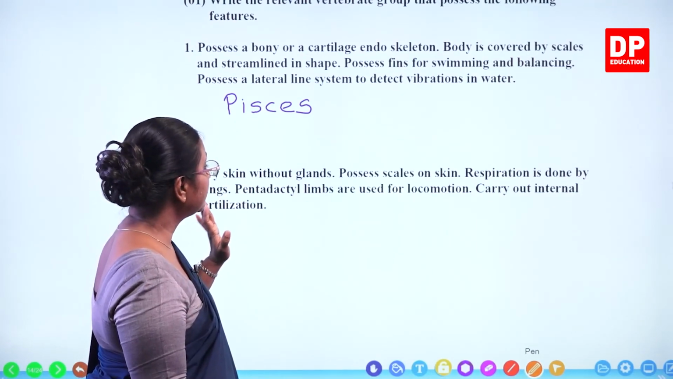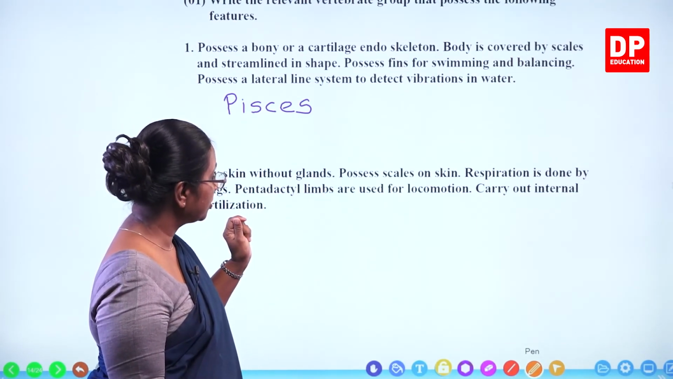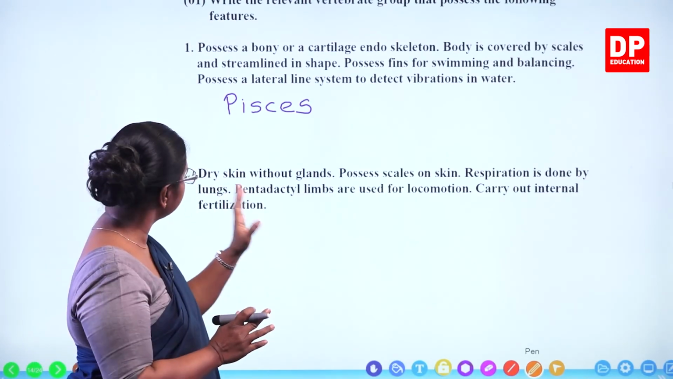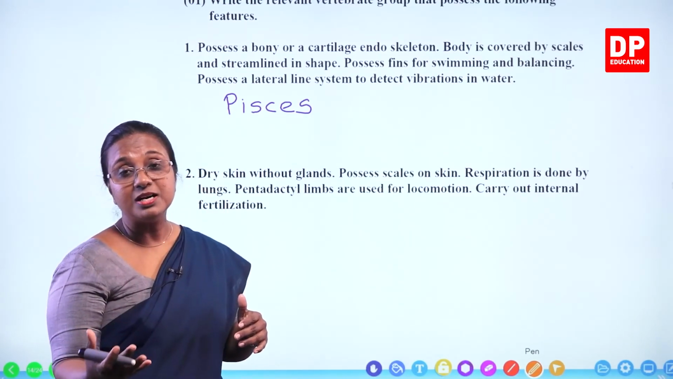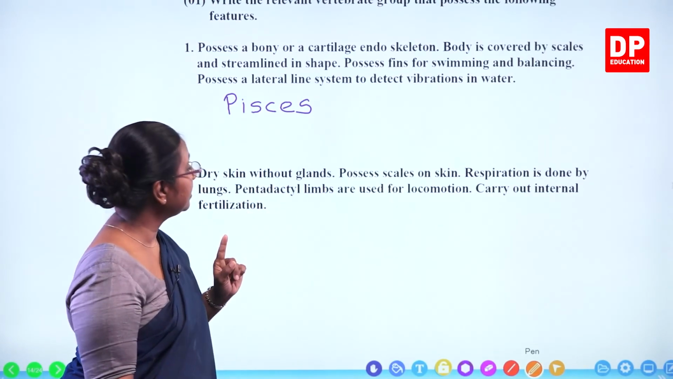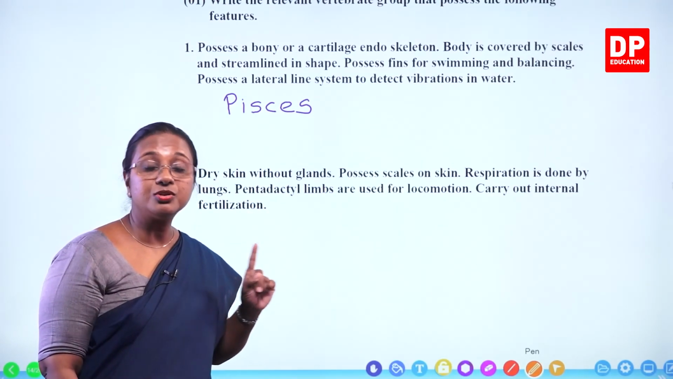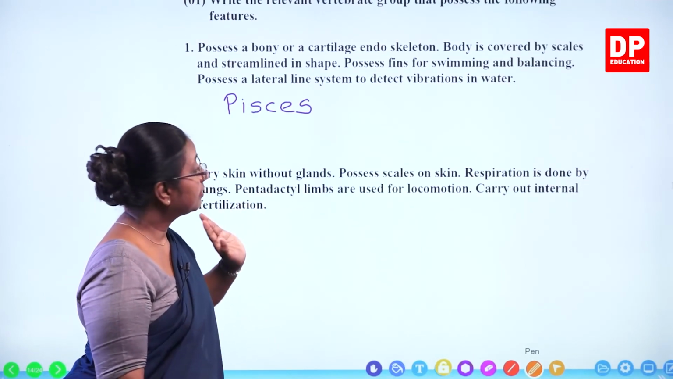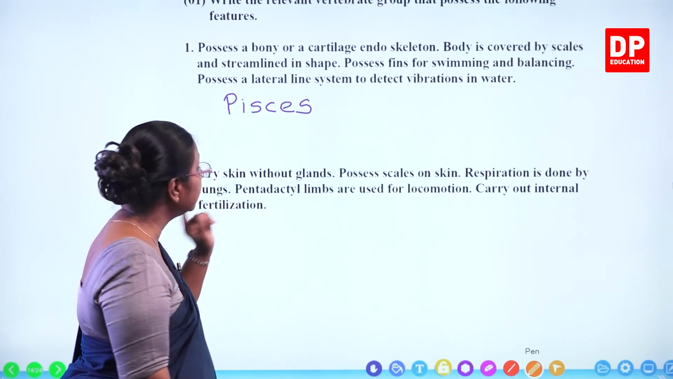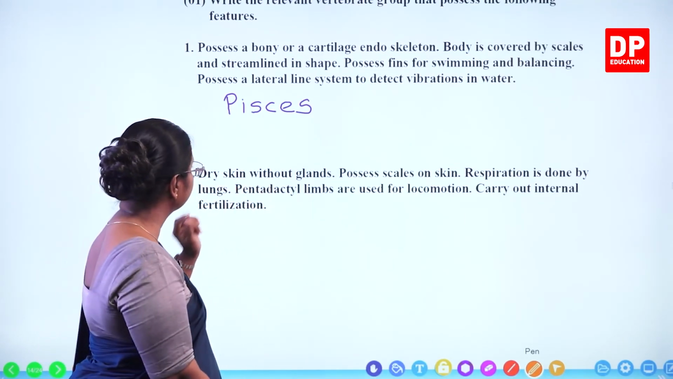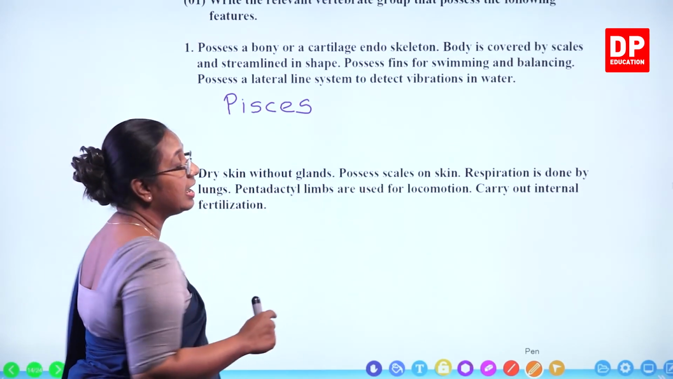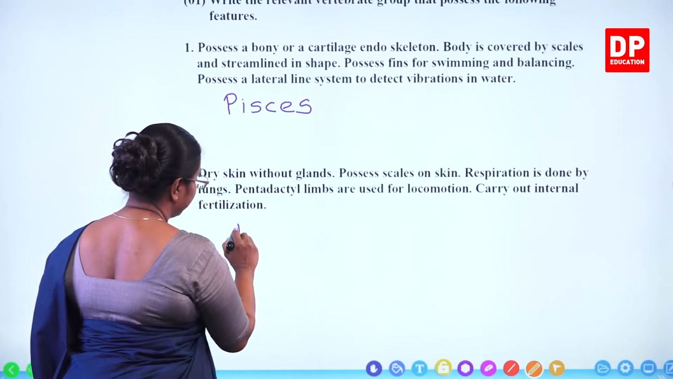They are, of course, students, you all know, again possess scales on skin, and dry skin without glands is for reptilia. Respiration by lungs. Even birds have lungs, mammals have lungs. That's common to many. Pentadactyl limbs for locomotion. That is also common to reptilia, birds and mammals. Carry out internal fertilization. That again is for reptilia. So mainly from these features you can say they are reptiles. So this is reptilia.